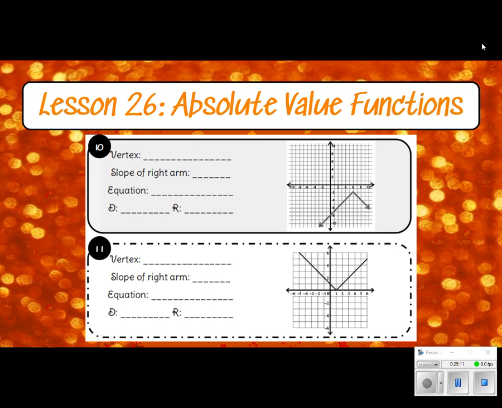All right, here's 10 and 11. Why don't you pause the video, see if you can try them.